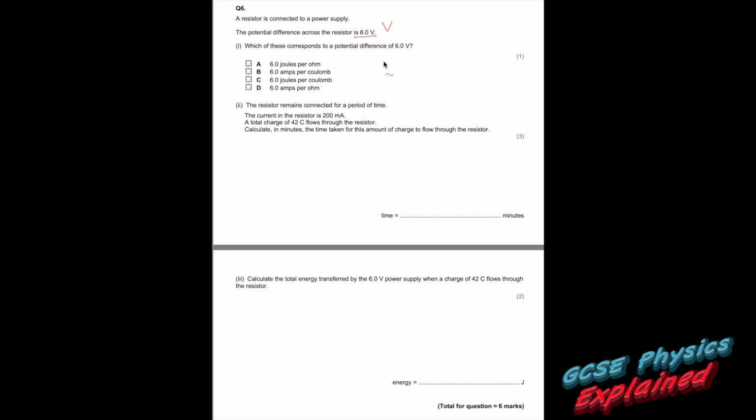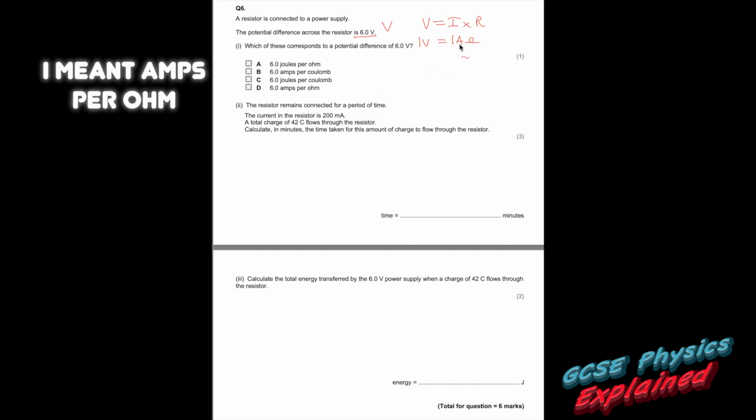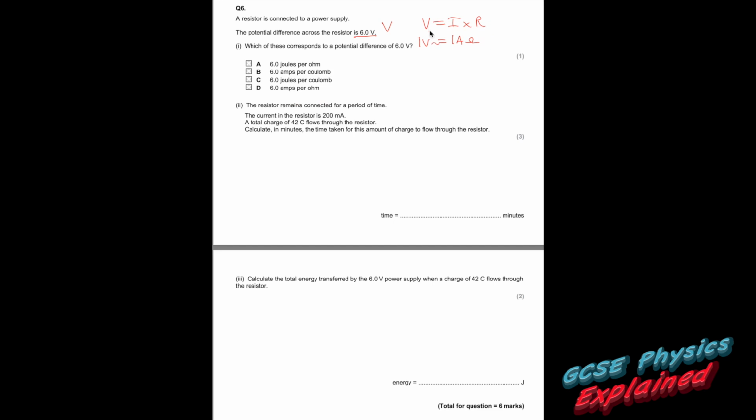Now the way you do this is you write down the equations you know for voltage. So we know that voltage equals current times by resistance. So 1 volt would be the same as 1 amp ohm. Is amp ohms here? Joules per ohm, amps per coulomb, joules per coulomb, amps per coulomb. Well, that's not quite the same as amps coulomb, because amps per coulomb would be current divided by resistance, and that does not equal voltage. To get voltage, you need to do current times by resistance.